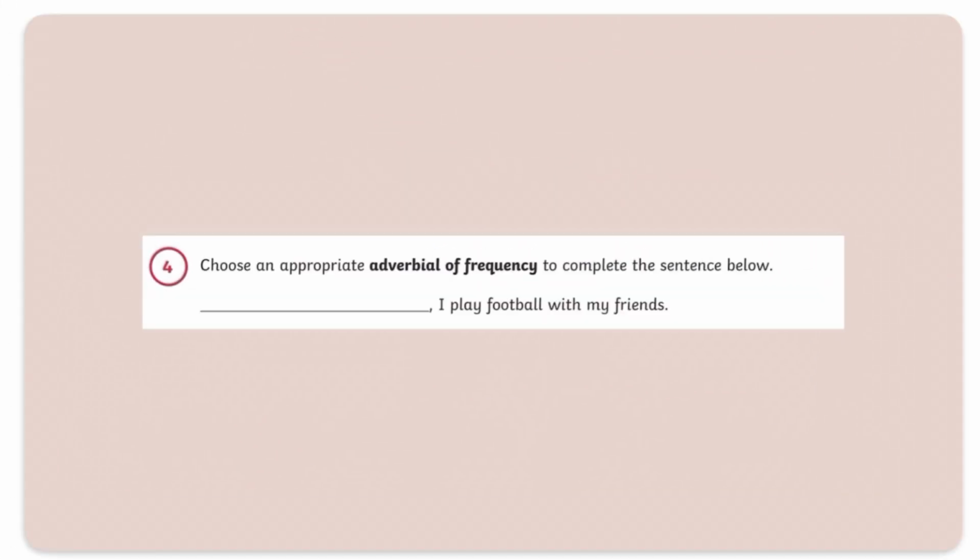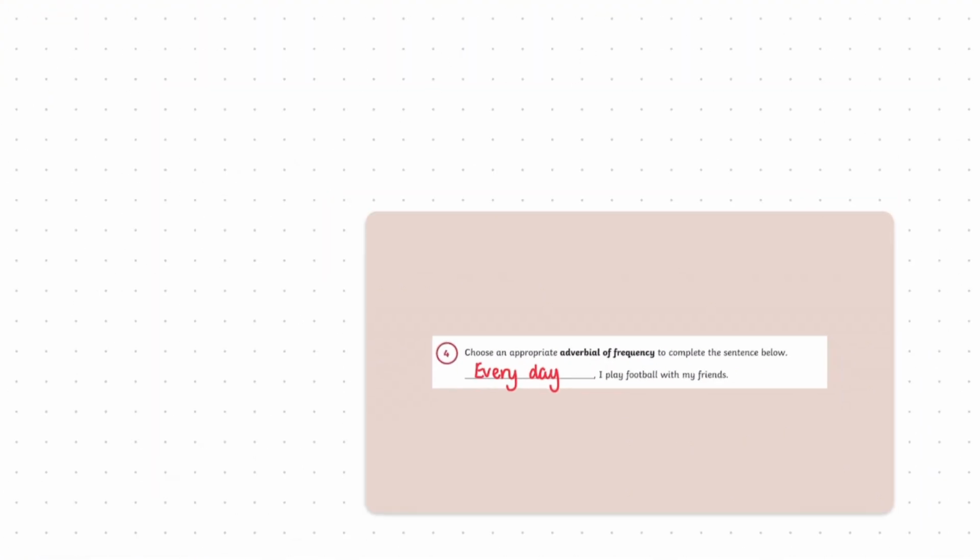Next question. Choose an appropriate adverbial of frequency to complete the sentence below. So as long as you're telling us when something happened and how frequent it happened, you can add any phrase into the bit before I play football with my friends. But I'm just going to keep it very simple and say, every day. Every day I play football with my friends. And that's all you need to. You don't need to add any more information.